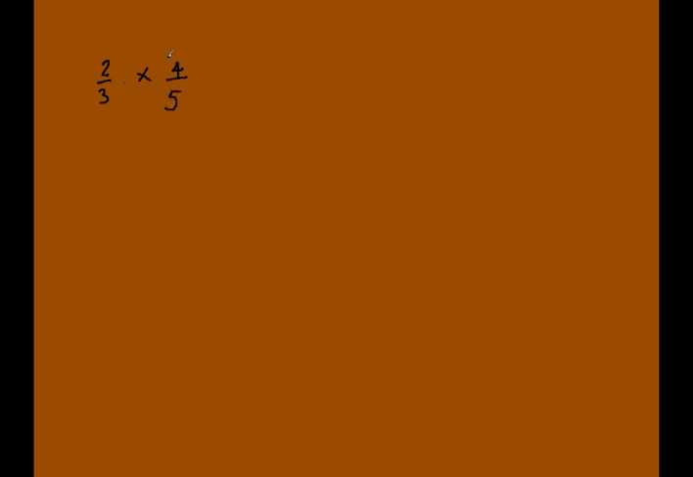Now, the way to multiply a fraction is fairly simple. All you have to do is multiply the top number with the top number and the bottom number with the bottom number, which means we're going to do 2 times 4, which is 8. Top with top stays on top, bottom with bottom stays on the bottom. So 3 times 5 is 15.